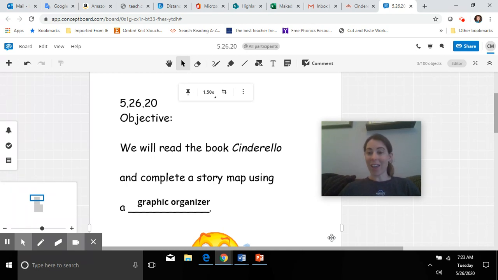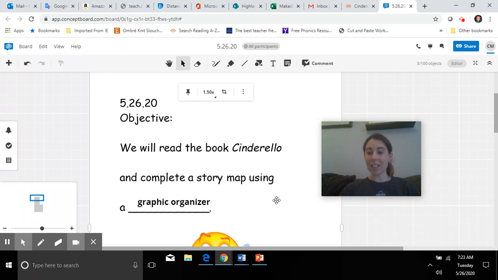So let's take a look at our objective today. Today is Tuesday, May 26, 2020. And our objective says, we will read the book Cinderello and complete a story map using a graphic organizer.